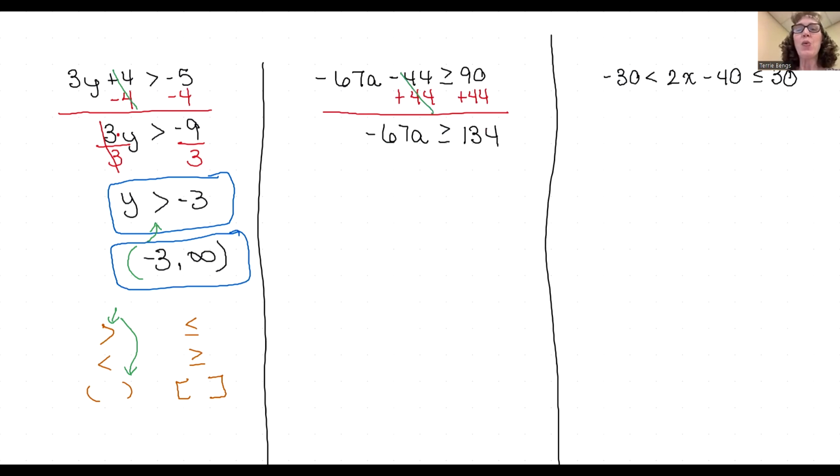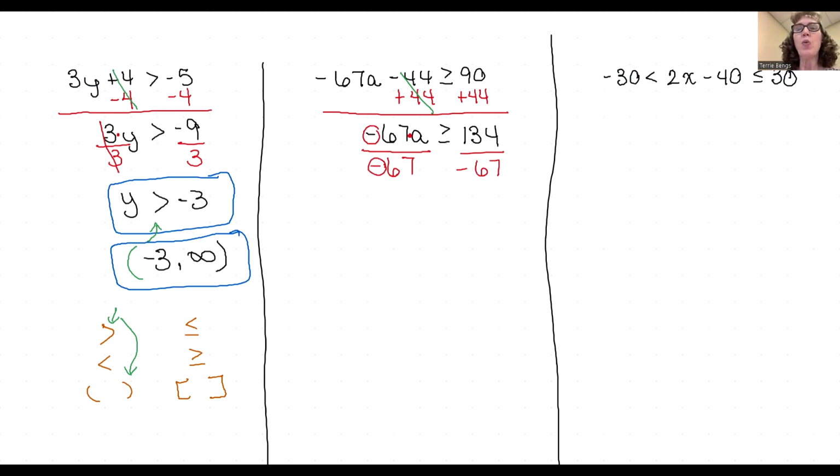All right, so now again, we want just the a by itself, and we have a negative 67 in front of it. We know this is multiplication because they're side by side, so we're going to do the opposite. So we're going to divide by a negative 67. And here, if you have a negative up here, remember before we said we do the opposite. The opposite is the division because we had multiplication. That negative sign has to stay with it. Do not lose that negative sign.